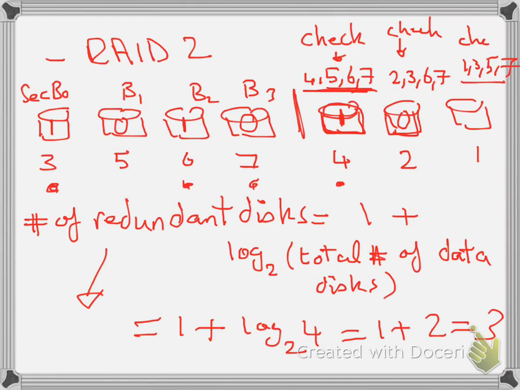1, 3, 5, 7. So this is the 1. Where is the 3, 5, 7? 3, 5, 7. 1, 0, 0. How many ones? 1. Is it odd or even? Odd. Should I add another 1 to be even? Yes. This is if I am calculating an even parity.